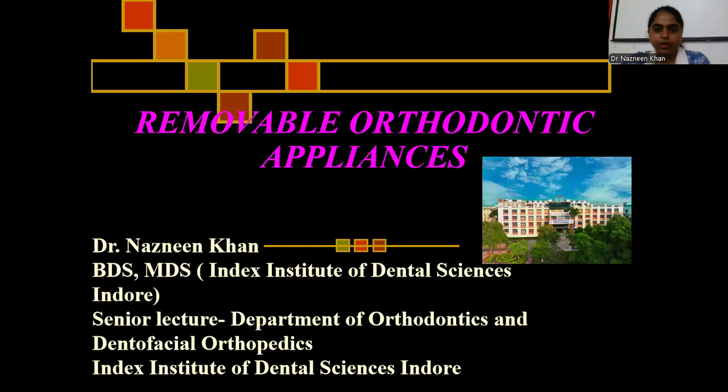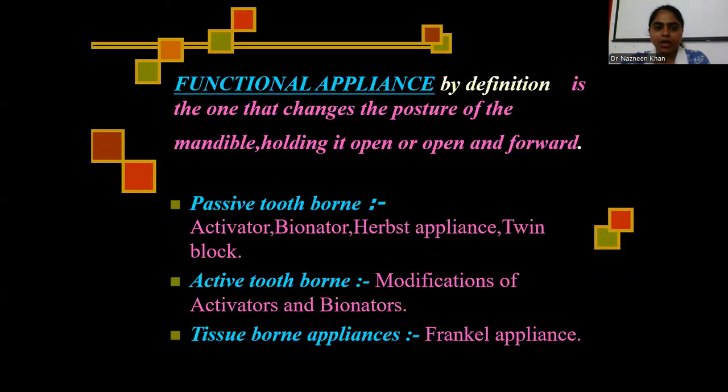Hello everyone. The topic of the lecture is removable orthodontic appliances. The functional removable appliance is defined as one that changes the posture of the mandible, holding it open, closed, forward and backward. Passive tooth-borne appliances are the activator, bionator, and Herbst twin block. Active tooth-borne appliances are modifications of the activator and bionator. Tissue-borne appliances are the Frankel appliances.